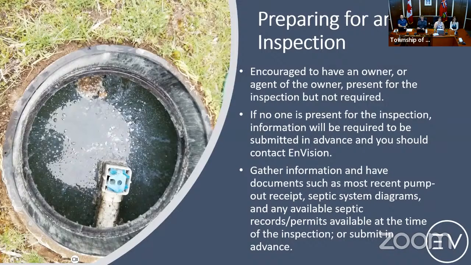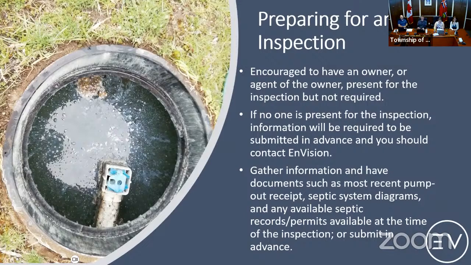like what to look for if you were to open up your lids yourself, or maybe next time you have a pump out, come out and see the pumper and look at your tank and look for some of these same signs that will help you do your own preventative inspections.